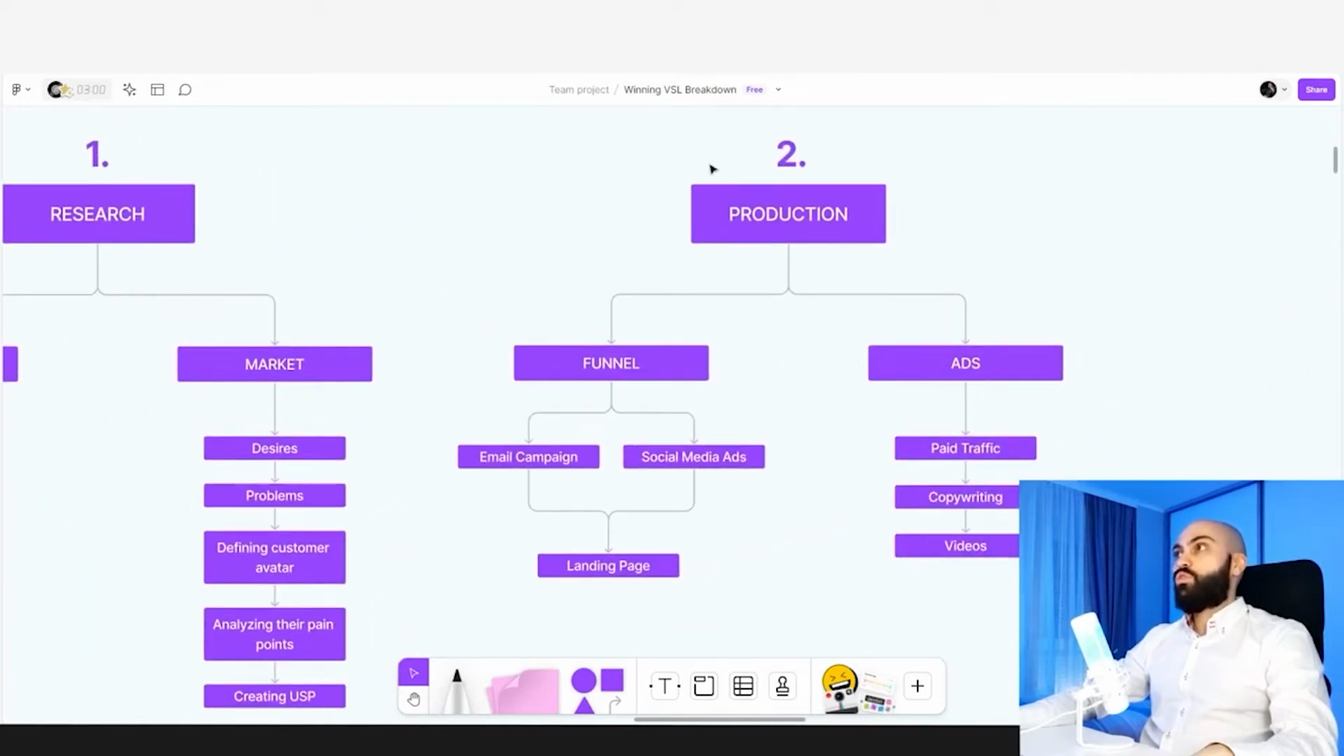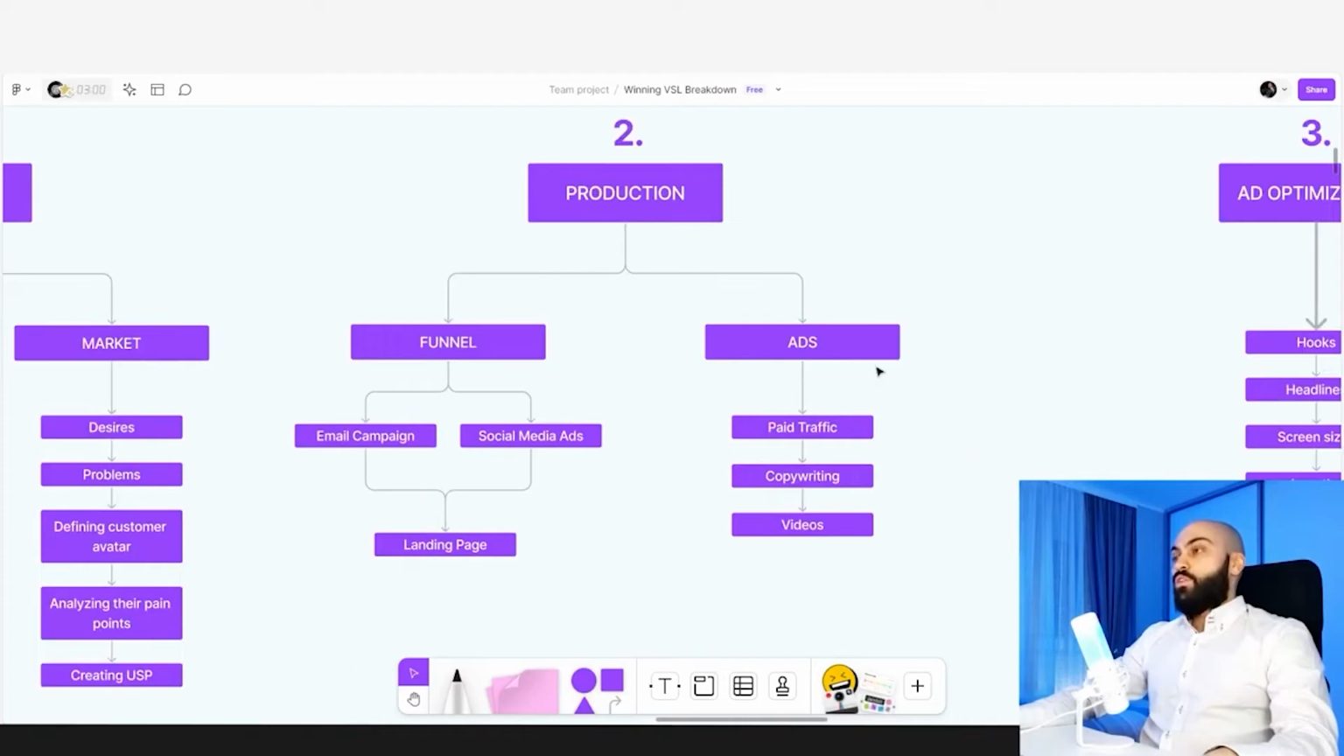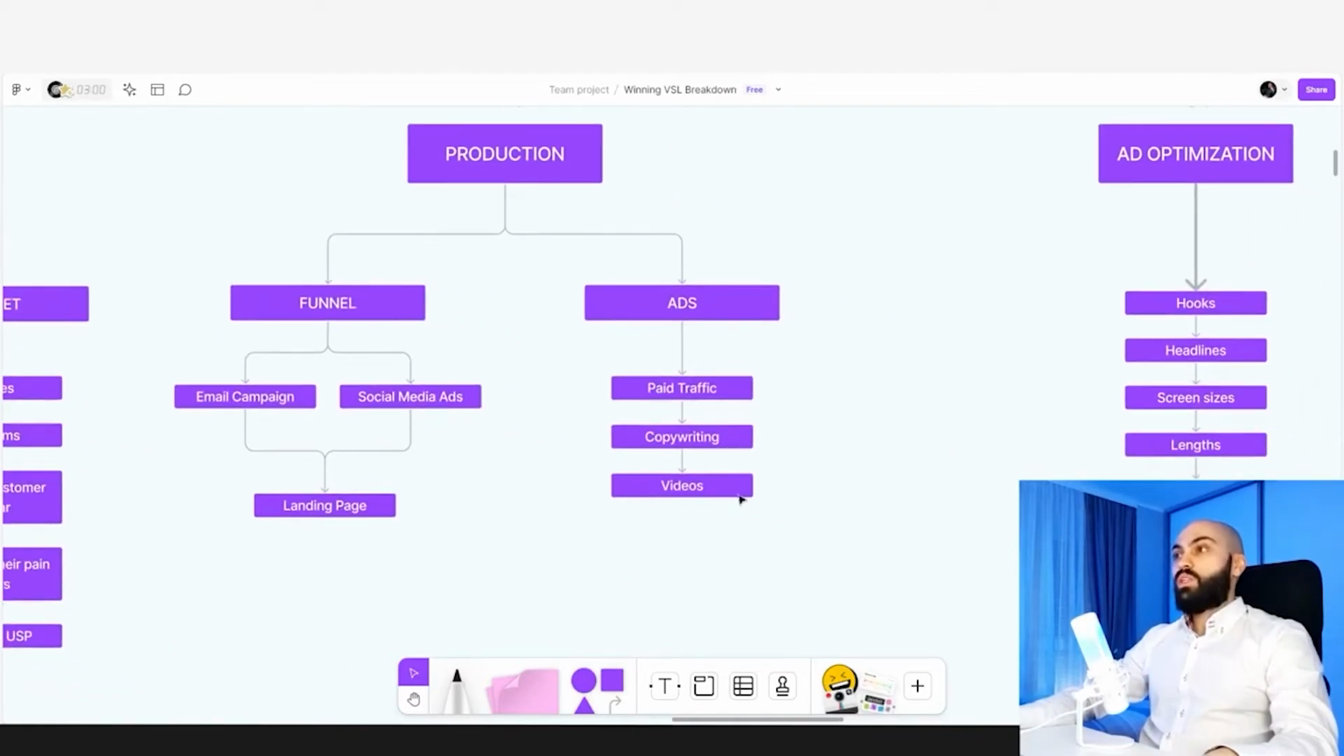After that, we will move to production, where we have the simple funnel. This will be a low ticket product that costs $60, so we don't have to make anything complex about it. We will have the email campaign and social media ads that will drive the traffic to the landing page. For ads, we will use paid traffic and we will focus on the copywriting and video creatives.